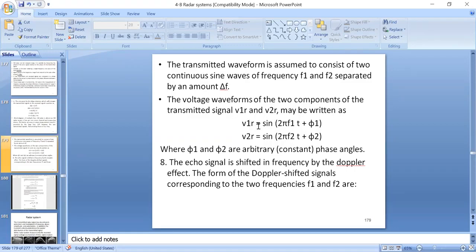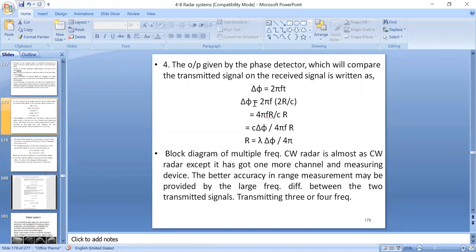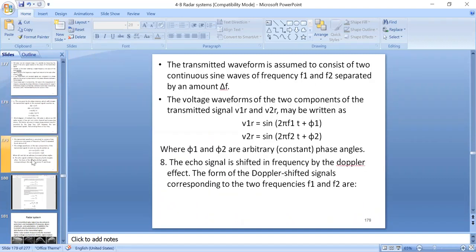Okay. So now those signals are represented as V1R and V2R. V1R is equal to sine of 2 pi f1t plus phi 1, and V2R is equal to sine 2 pi f2t plus phi 2, where phi 1 is the phase of the first signal, phi 2 is the phase of the second signal. But here the concept is, by analyzing the phase difference between these two signals, phi 1 minus phi 2, that is represented here as del phi. So by taking del phi into account, we are able to calculate the range. That's the concept here. So these are the signals.